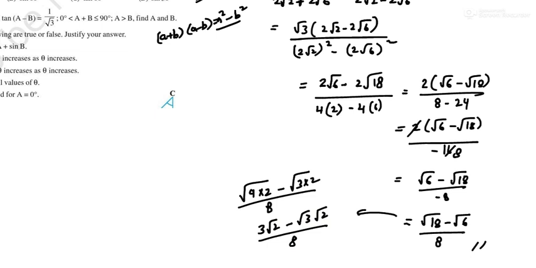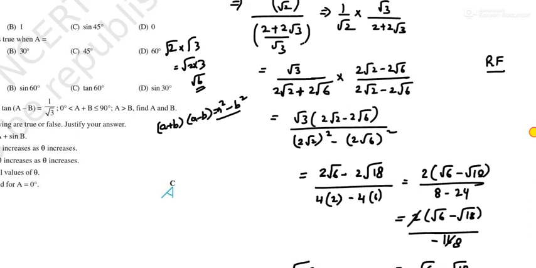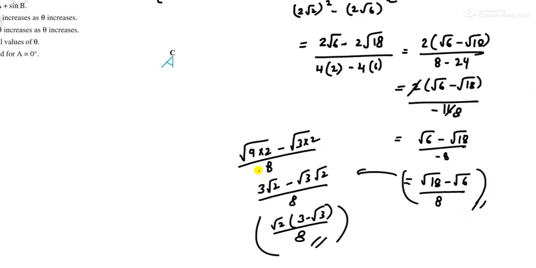Divided by 8. Now root 2 is common everywhere, isn't it? So you can take that common. If you take root 2 common, you will get 3 minus root 3 divided by 8. Okay, this is the answer. You can either stop here or even if you do it till here, that's fine. Okay, so this is the final answer. I hope you have understood. You can try it by yourself.